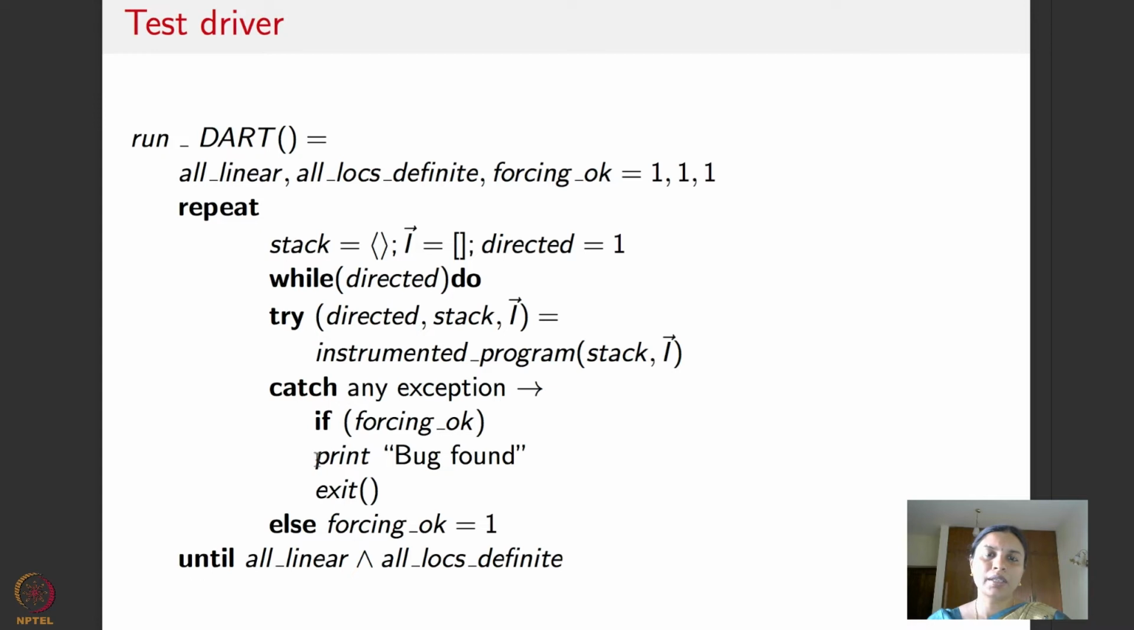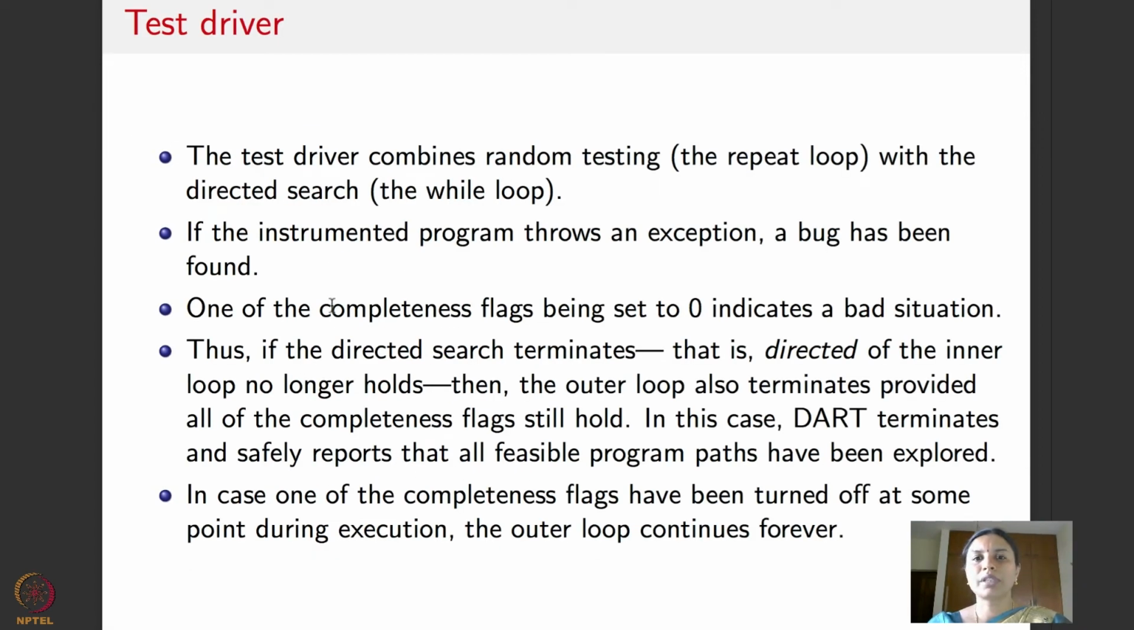So is it clear, please, what Dart does? Dart uses 3 boolean flags, all of them set to true, and it goes into its main loop until all the path constraints that it's encountering are linear, and it knows exactly the locations of all the variables. Inside this loop, Dart will instrument the program and do a directed search. At any point in time, if Dart has found a bug, then Dart will say, I have found a bug. It will print this message and come out. So this is how the test driver looks.